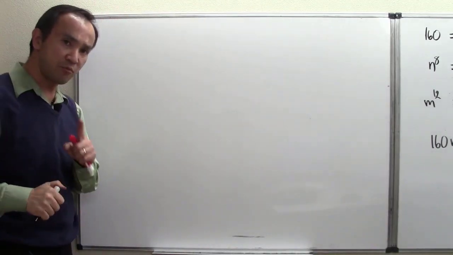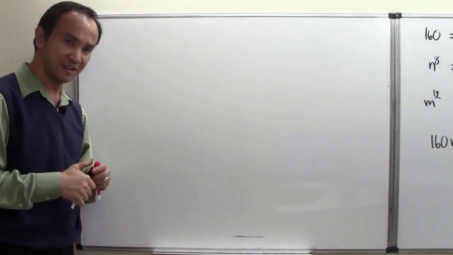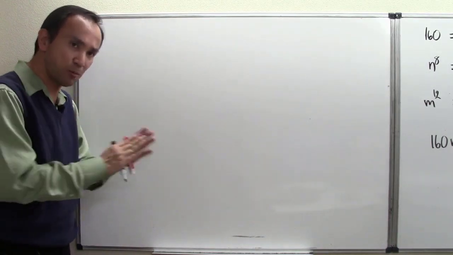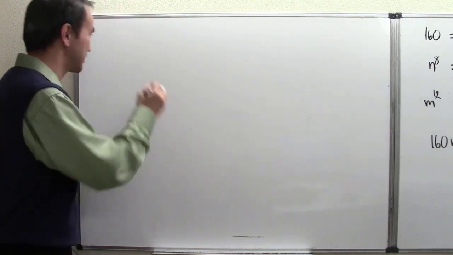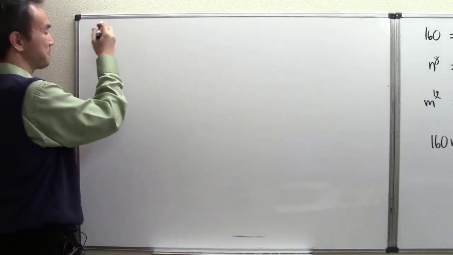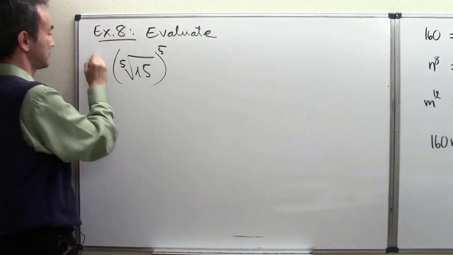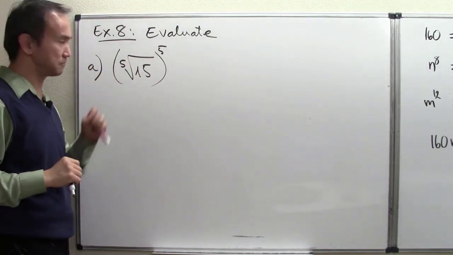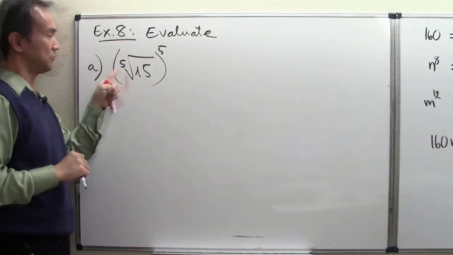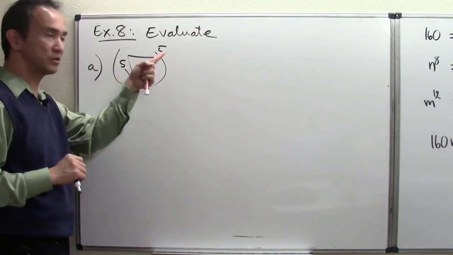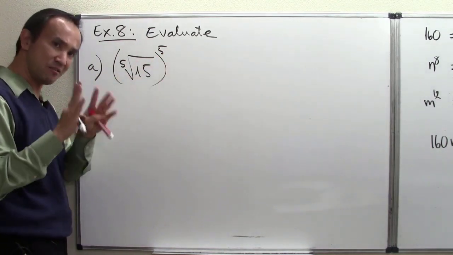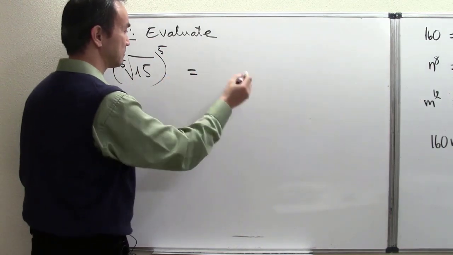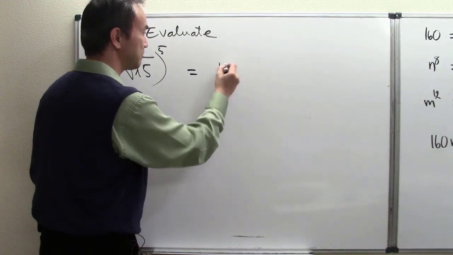The generality we just learned is allowing us, from this point on, you will hear a lot of people say, for example, okay, so with this problem, part A of example 8, we are asked to raise the fifth root of 15 to the fifth power. Now the answer comes out as simply 15.